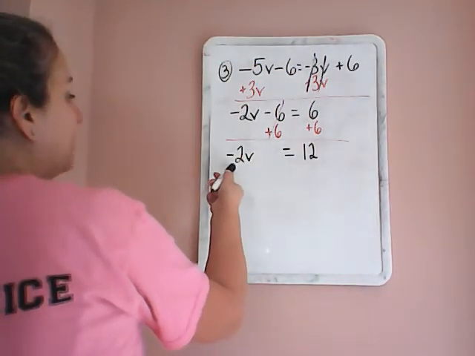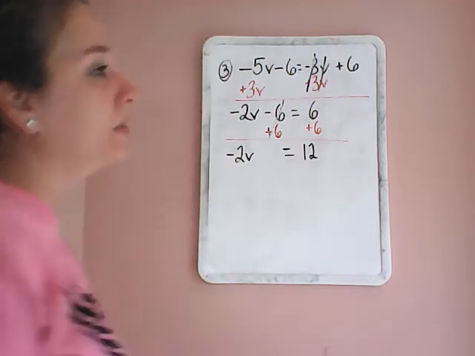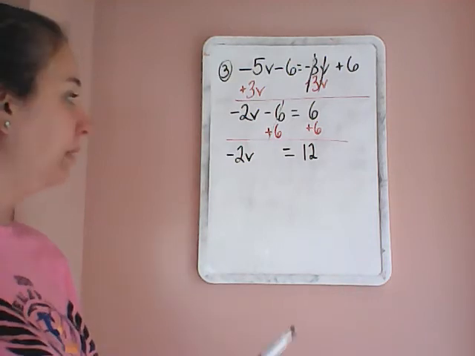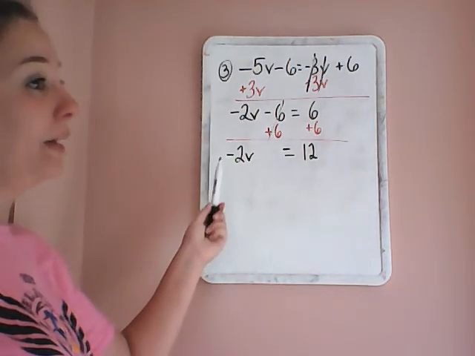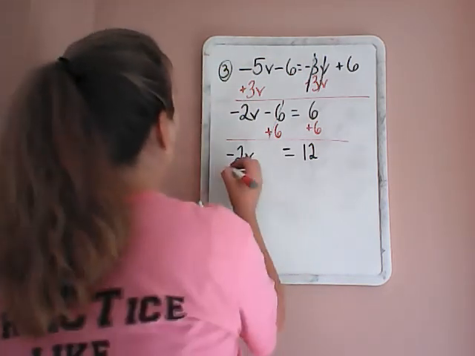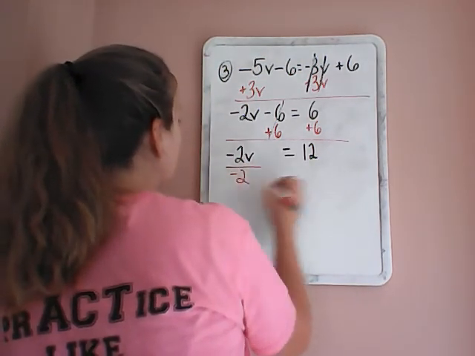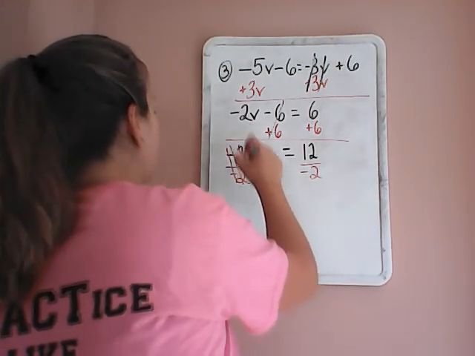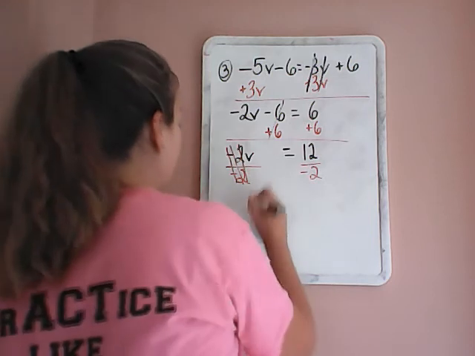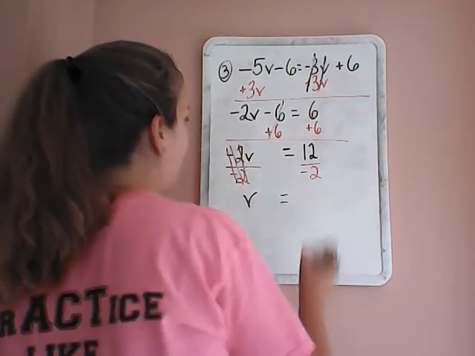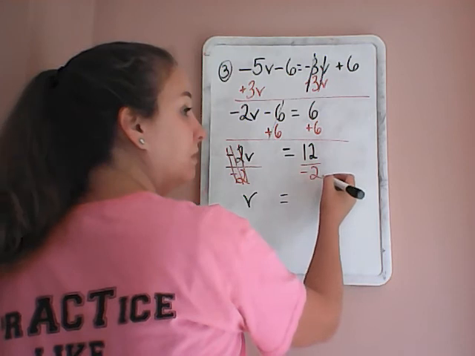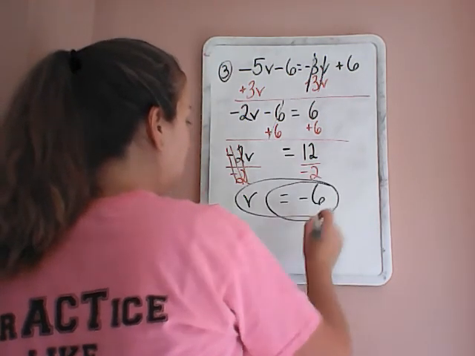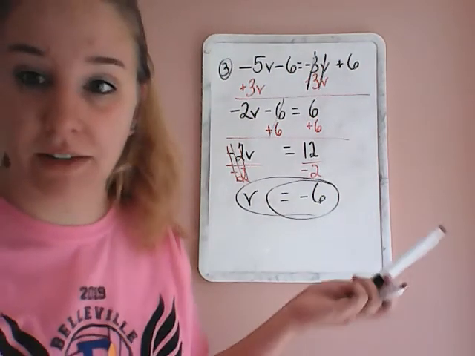Now this says negative 2 times v. A lot of students want to go ahead and add 2. That's not what we're doing here. We need to focus on what's being done to the variable. So negative 2 times v. Inverse op would be to divide by negative 2. And we do it to both sides. Negative 2 divided by negative 2 is 1, which is why we did it, right? So we have this v that comes down. And that equals 12 divided by negative 2 is negative 6. Whoop. So negative 6 would be your answer.